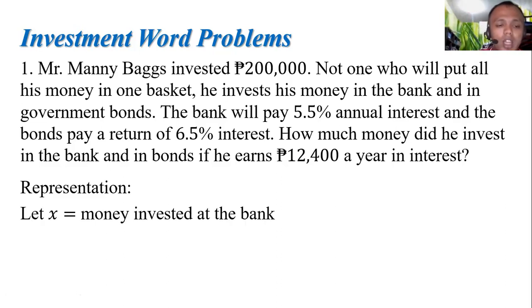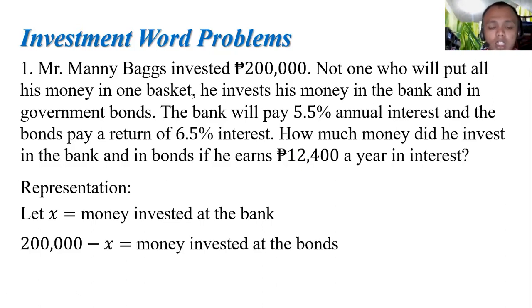Now, we will let X be money invested at the bank. Then 200,000 minus X is money invested at the bonds. Siyempre, yung money niya kasi hindi naman totally sa 200,000 kagad doon sa bank. Siyempre, pinag-divide niya yan. Pero we're not pretty sure kung hinati niya equally. Kaya yung pera na nilaan niya para kay bank, yung matitira, that is for bond. So 200,000 minus X. Siyempre, ibabawasan yun kaya minus X.